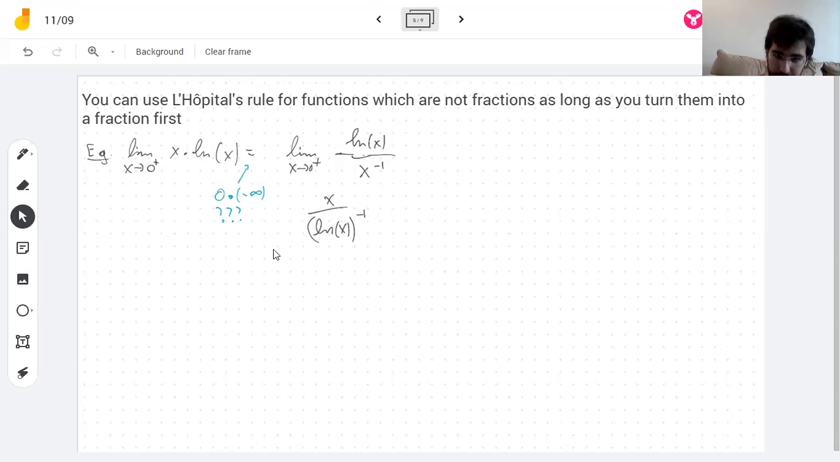So both of these work, but I like this one better, because I'd rather take the derivative of the top and bottom here. It's much easier than the derivative of one over log. The other two are way easier. So this limit now, well, I'm still not gonna know what it is, but now it's negative infinity divided by positive infinity. So it's infinity divided by infinity, so I can use L'Hopital's.